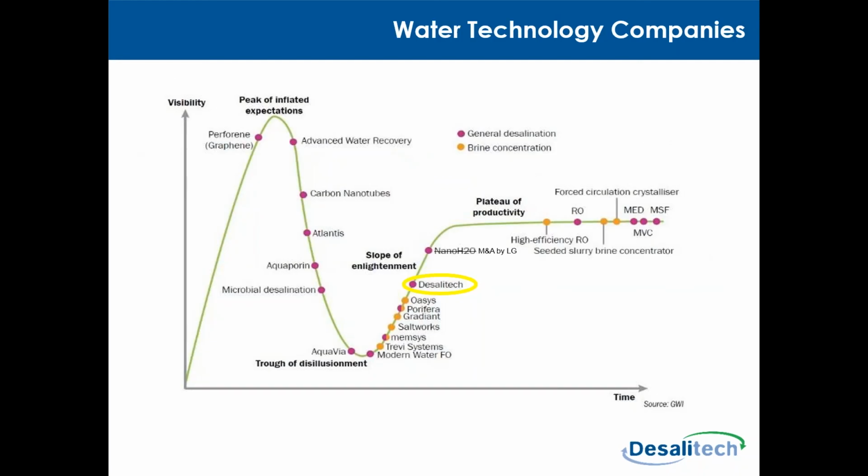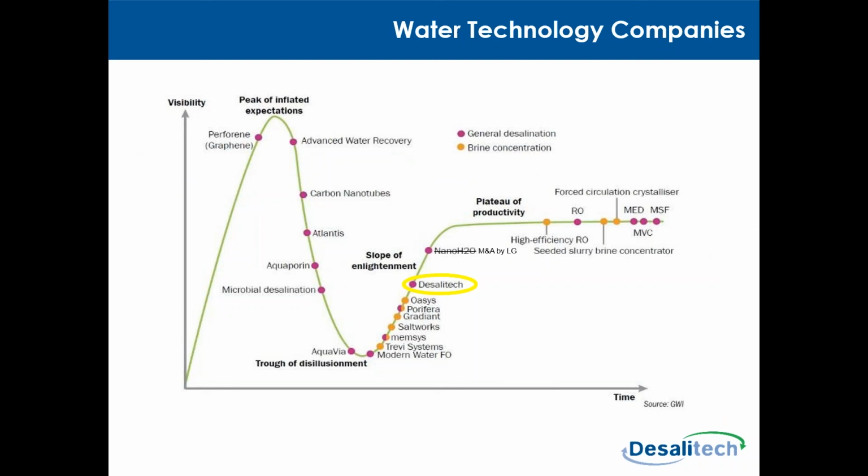This is a chart published by Global Water Intelligence. It shows that Desalitech is doing well in terms of moving toward the plateau of productivity that you now find traditional RO and thermal desalination methods on, for example.